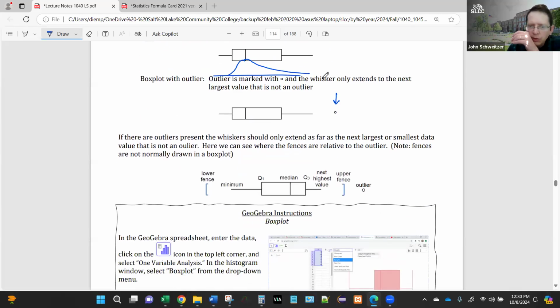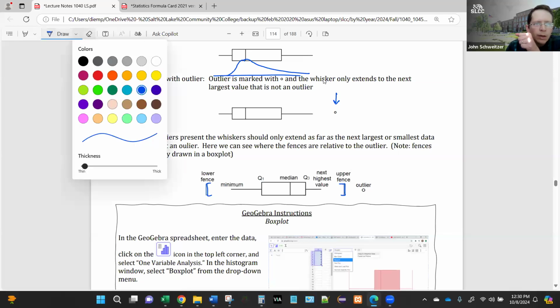Okay, so occasionally I will get students that try to add the fence to the box plot. Don't do this. You can draw the fence at first to determine your outliers, but it's not really necessary, right? You can just look at the fences and determine if you have outliers. So please don't include the fences.